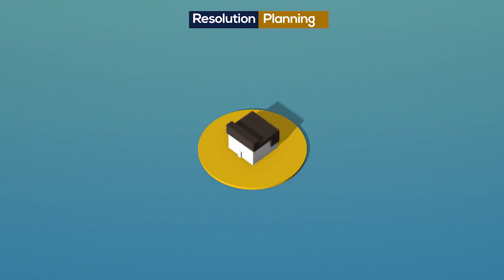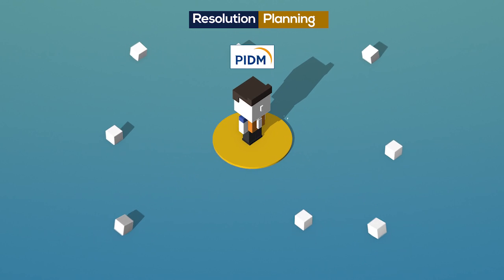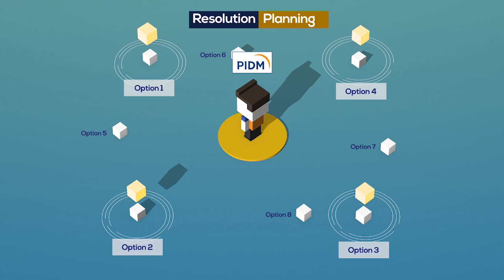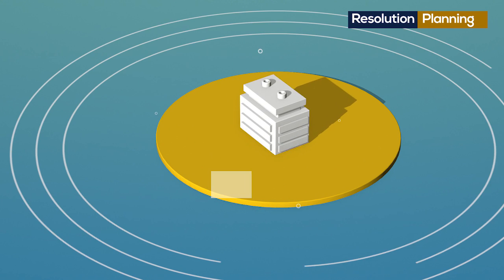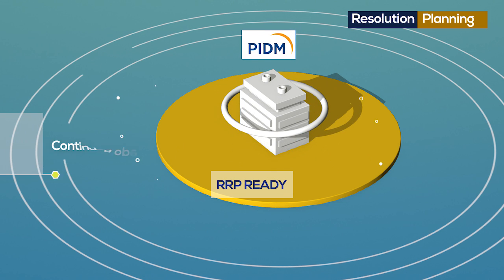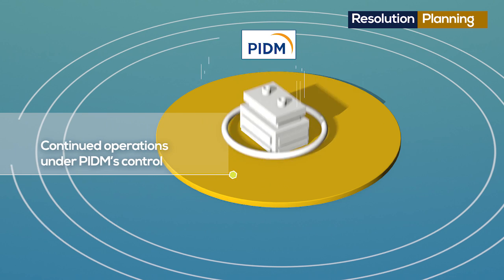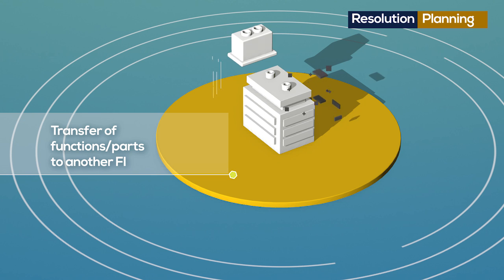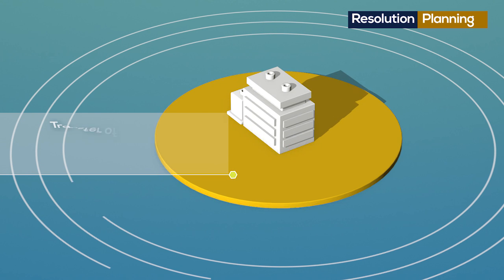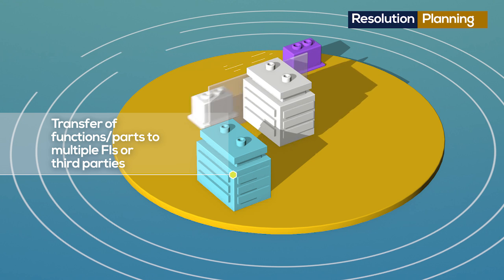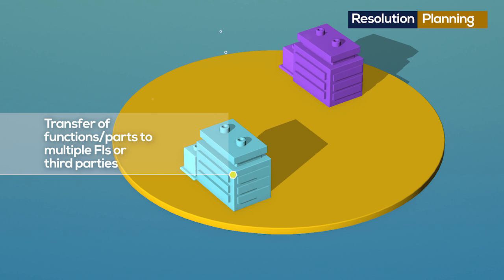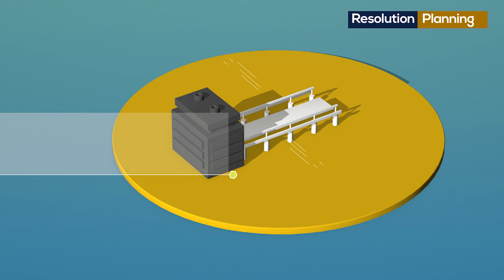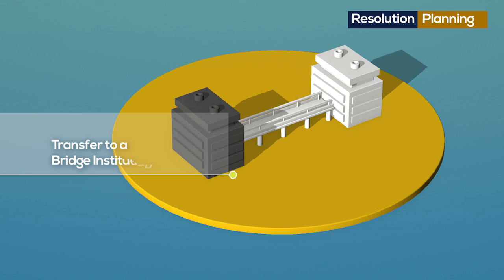The resolution planning involves the identification of various resolution options, which include options to continue the FI's key operations or closure of the FI. For example, the resolution of an FI may result in continued operations under PIDM's control, or transfer of the FI's important functions and/or parts to another FI, or transfer of different functions and/or parts to multiple FIs or third parties. If there is no immediate acquirer for all or part of the non-viable FI, the functions and/or parts of the FI may be transferred to a bridge institution.